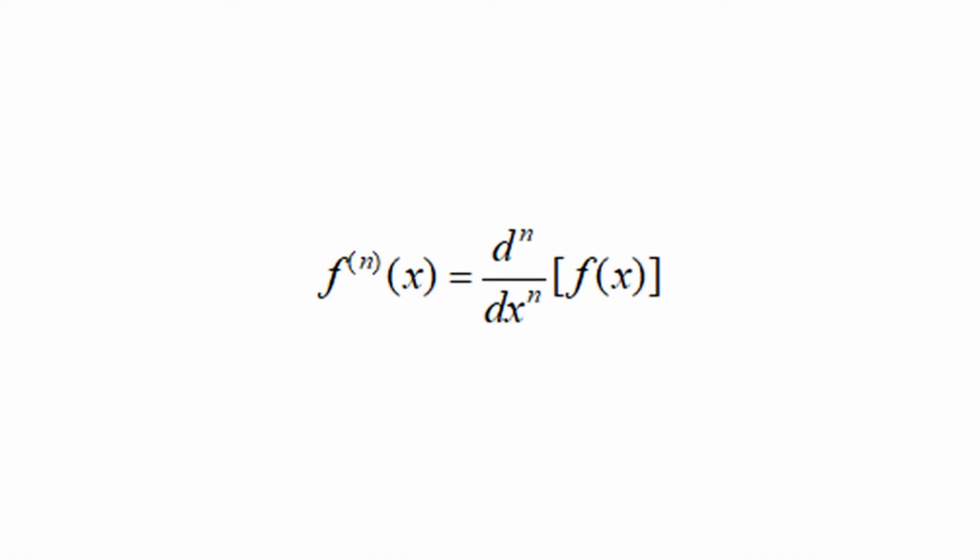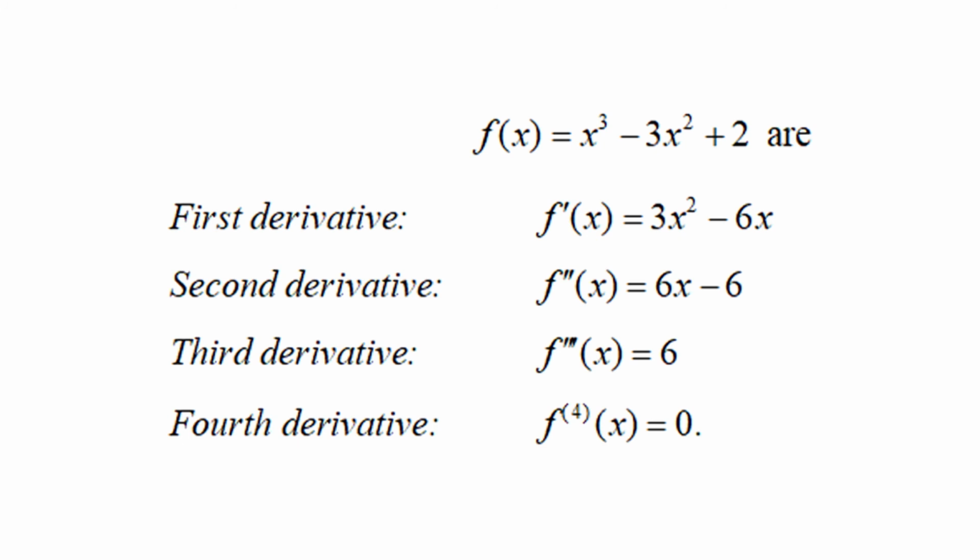Also, we note that f^(n)(x) equals d^n/dx^n of f(x). The first four derivatives of f(x) = x³ − 3x² + 2x: first derivative f'(x) = 3x² − 6x, second derivative f''(x) = 6x − 6, third derivative f'''(x) = 6, and fourth derivative f⁗(x) = 0. The given function has derivatives of all orders, the fourth and later derivatives all being 0.